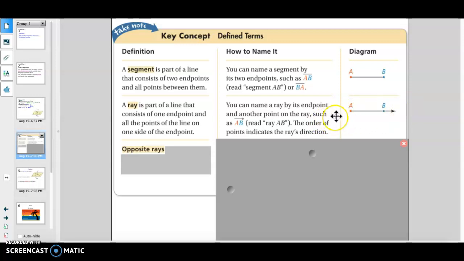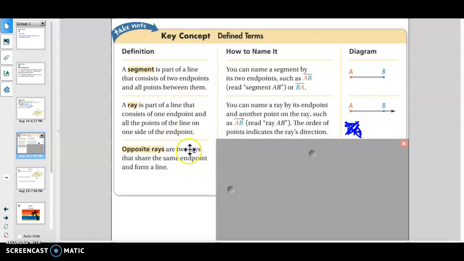So you can name a ray by its endpoint and another point on the ray, such as AB. So that's red ray AB. The order of the points indicates the ray's direction. So this one, you would say ray AB because A is the starting point and B is where it goes from there. What you could not say is ray BA because B is not where it starts, so that would not work. Whichever one is starting goes first, and whichever way the arrow points goes second.